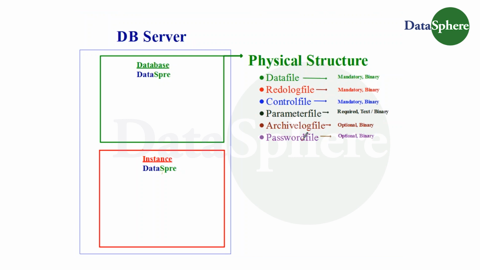Password file. If you need superusers in your database, then only you need a password file. Otherwise, it is not required. Optional, but again a binary file. So these are some of the important components of the database under physical structure.